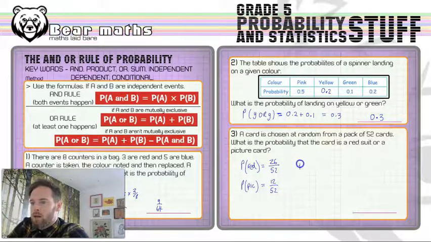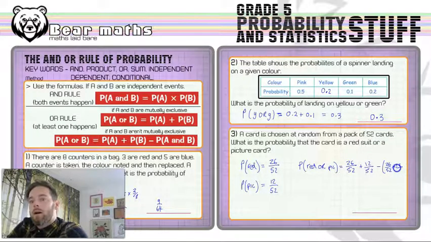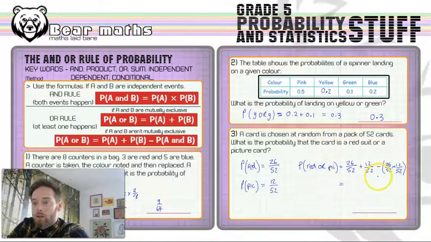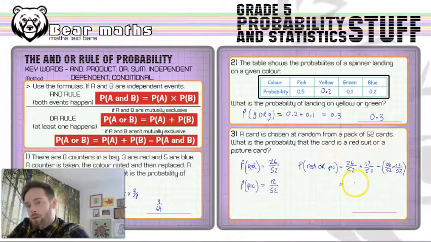So we use the formula: probability of red or picture is equal to 26 out of 52 plus the 12 out of 52, but then we take away the 26 out of 52 multiplied by the 12 out of 52. The probability of A and B gets taken away from the probability of A or B. And that's how we do these ones, and that will always work for you. And when you do that, you will get an answer.